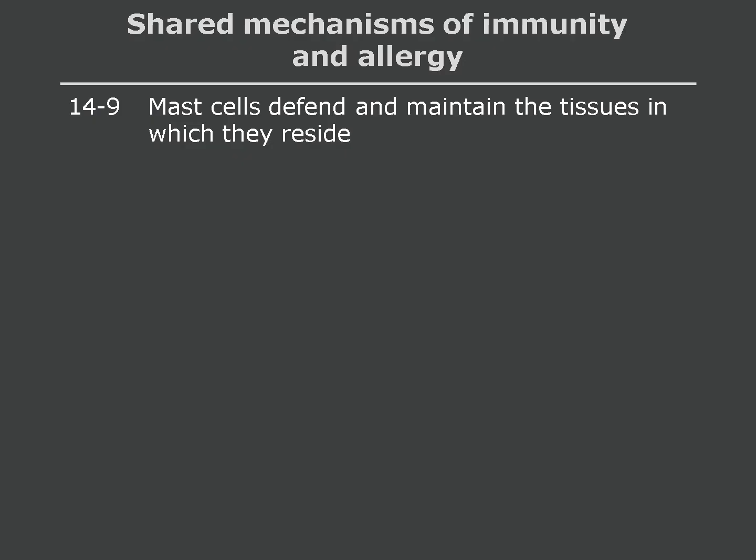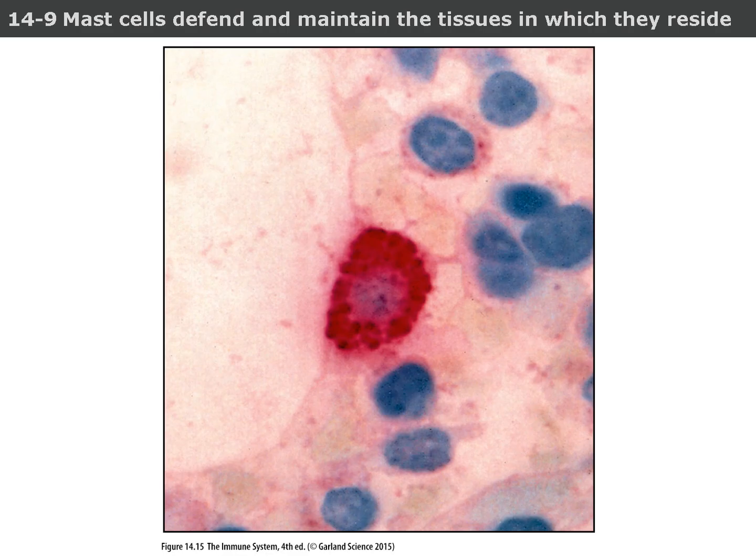Mast cells defend and maintain the tissues in which they reside. This image shows a mast cell highlighted in red among surrounding tissue cells stained blue. Mast cells are long-lived, tissue-resident cells that play a key role in maintaining tissue health and defending against pathogens. They are loaded with granules that contain powerful mediators, which they release in response to injury or infection. By sensing their environment and responding rapidly, mast cells help protect and repair the tissues in which they reside.